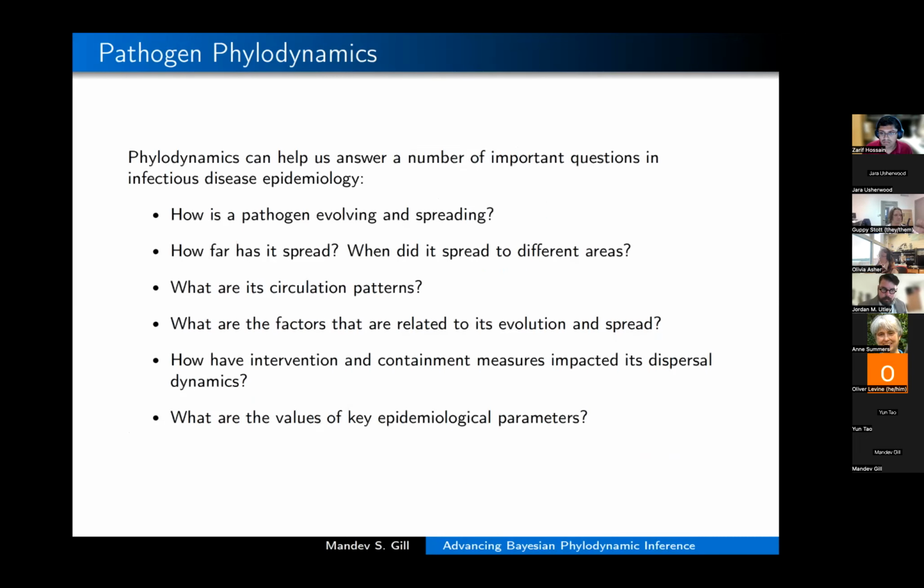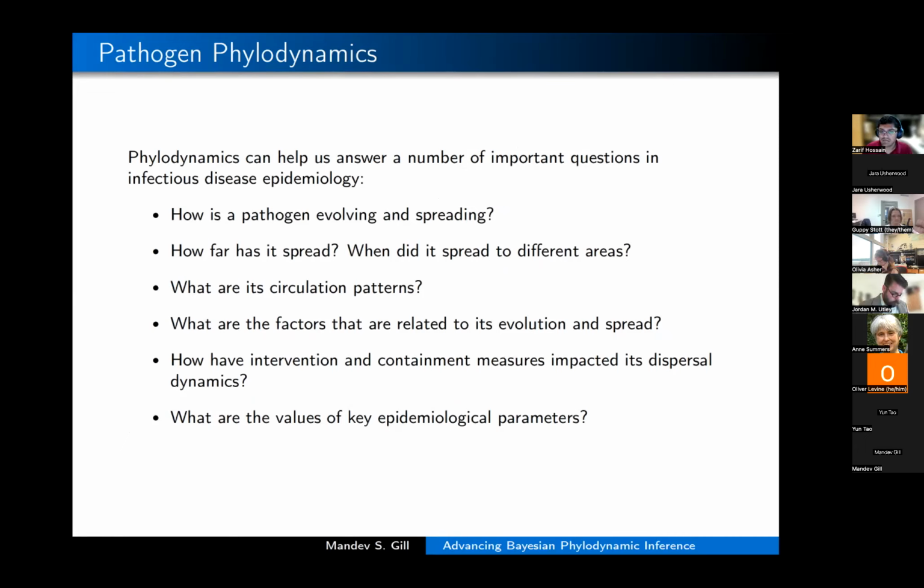Okay, so a phylogenetic inference method is especially useful because it can reconstruct certain events and processes that shape epidemics and outbreaks that are otherwise unobserved and that you can't quite obtain using other methods. And there are a lot of important questions which phylodynamics can help us answer.